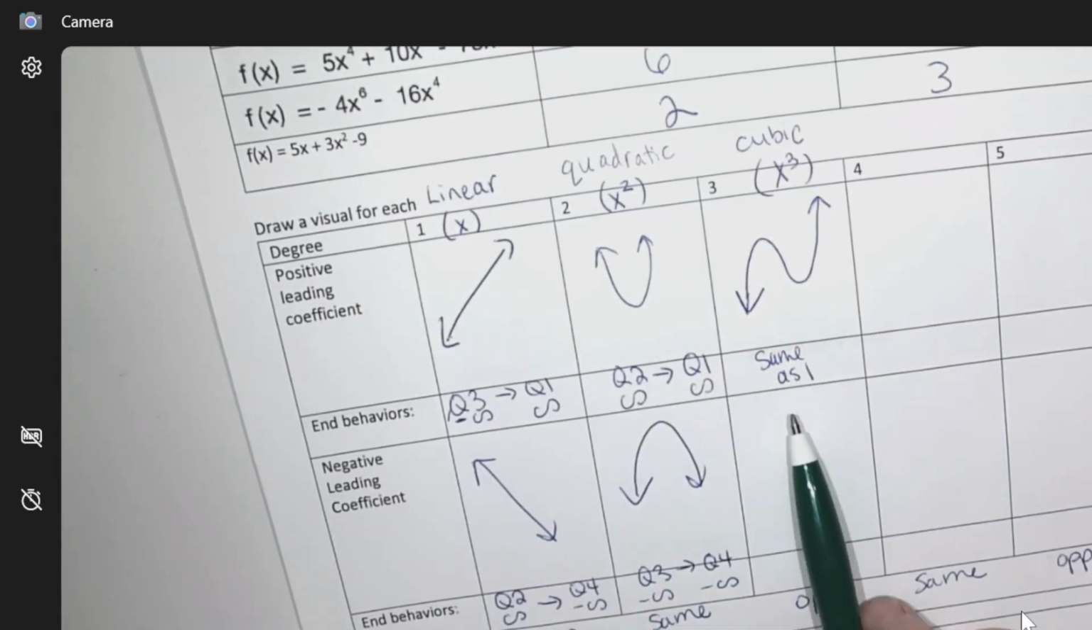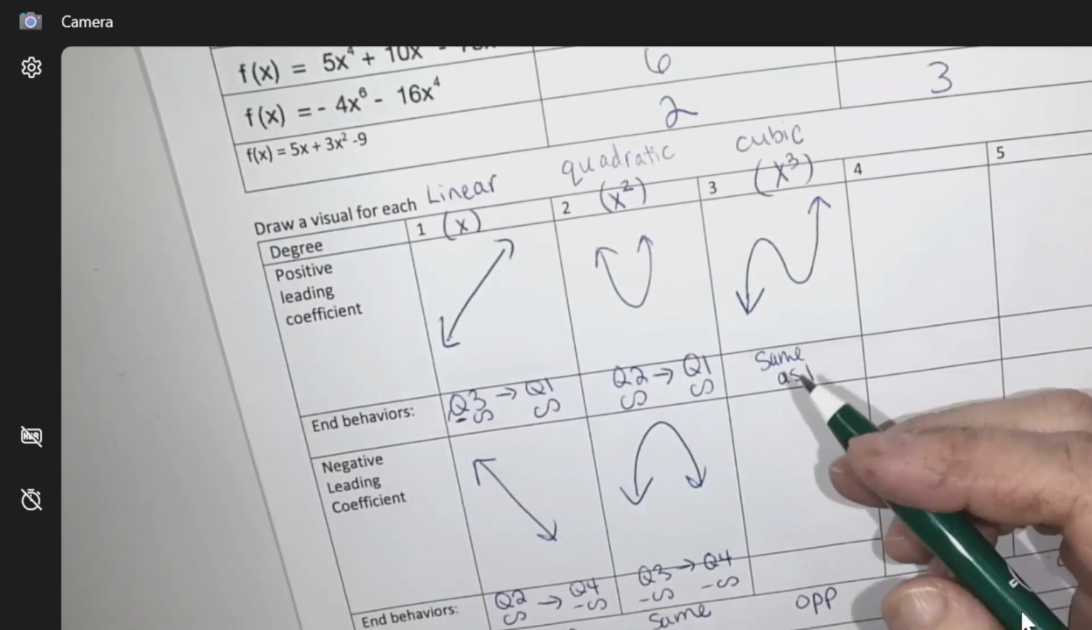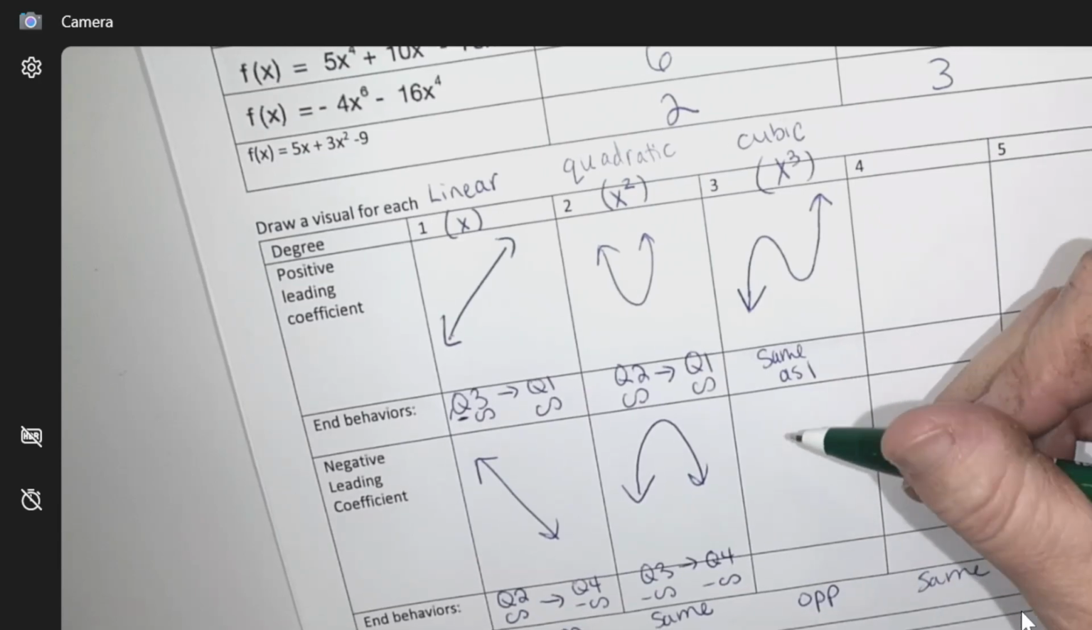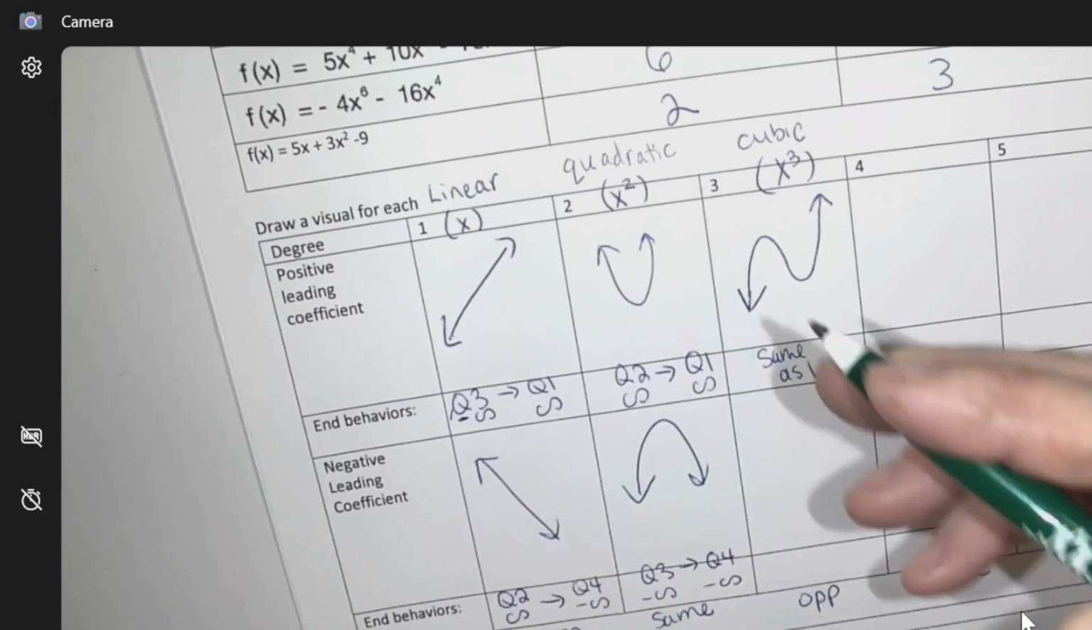This end behavior stuff is just going to be the exact same as the one before. So what would this look like if it was a negative version of it? Can you try to think about that, looking flipped around? So this got flipped, this got flipped. So what would that look like?